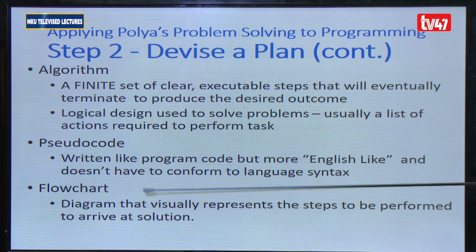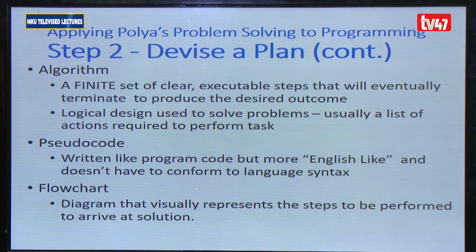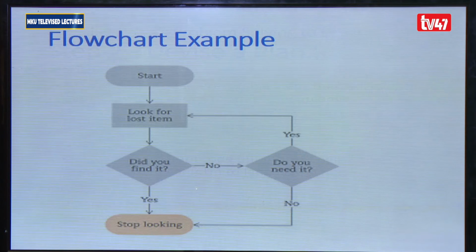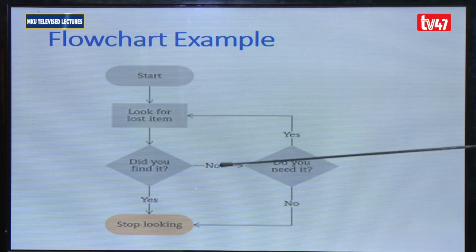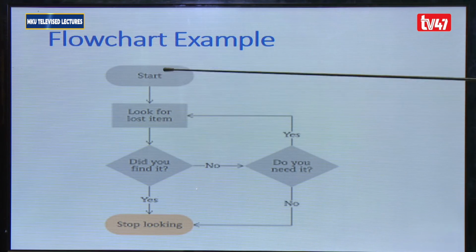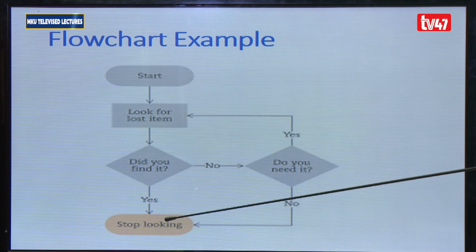We also have flowcharts, which is a diagram that I'll give you an example for. The flowchart is a diagram. Graphically it gives you the steps, unlike the statements in a pseudocode. This one gives you a graphical representation of the steps that you need to perform in order to arrive at a particular solution. These are flowchart examples. These symbols are specific. We shall be looking at that. The symbols are very specific. We start somewhere, we stop somewhere.